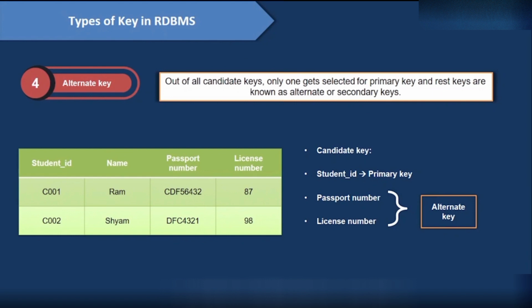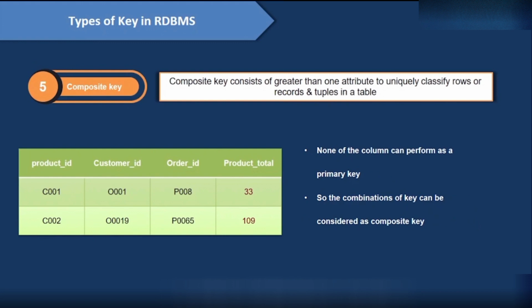Now we will have a look at what is an alternate key. Out of all the candidate keys, only one gets selected for primary key, and the rest of the keys are known as alternate or secondary keys, right? So let's have a look at what I actually mean by alternate key. You can see we have candidate keys like student ID, passport number and license number. So we take student ID as the primary key. But passport number and license number are also candidate keys, and they are known as alternate keys.